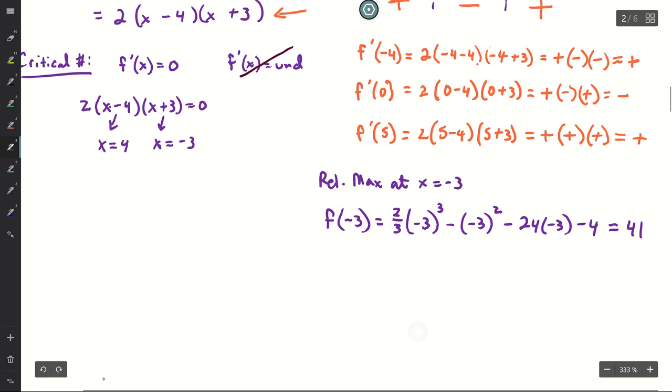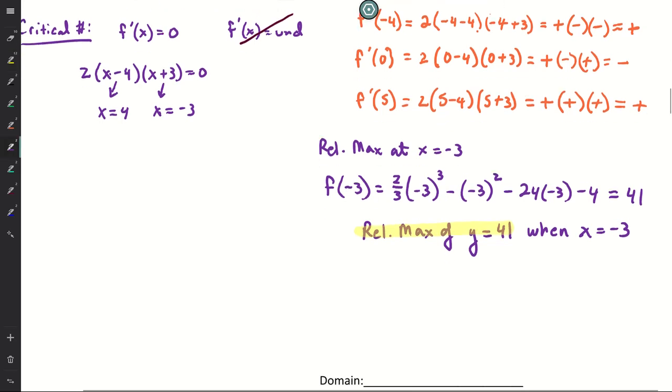So you're going to say that we have a relative max of y equals 41 when x is -3. Okay, so when we talk about a relative max or min, always give me a y value, because that tells me how high or how low that relative max or min is.